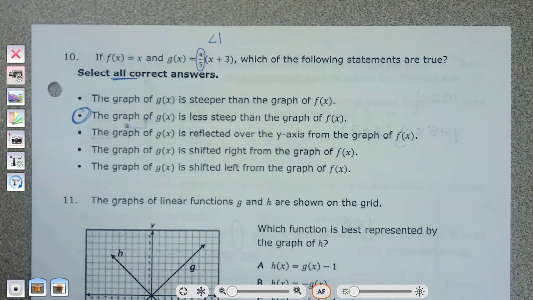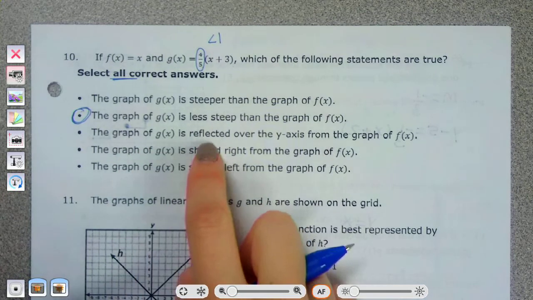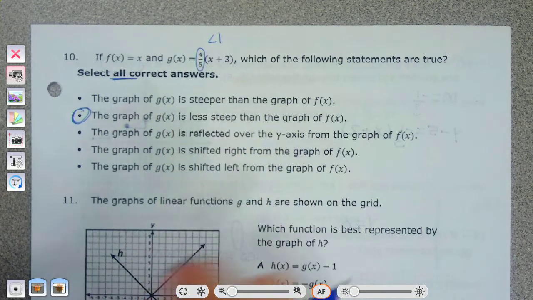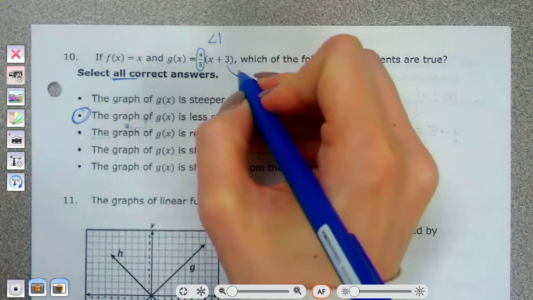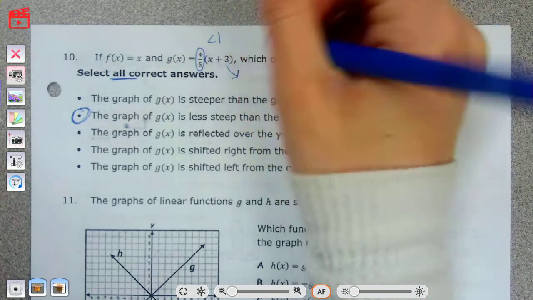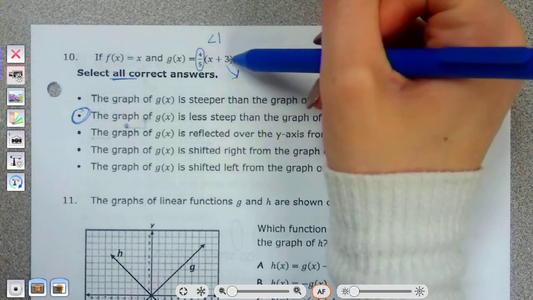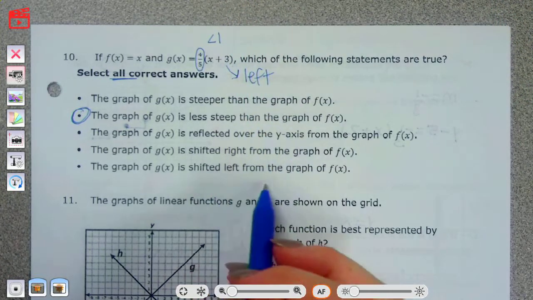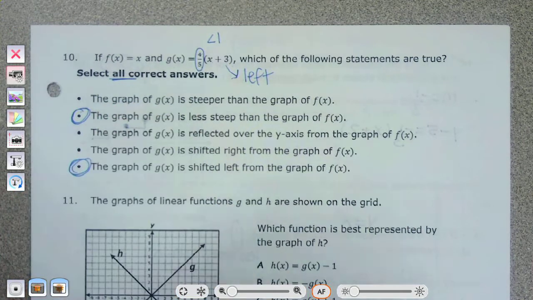Okay. My next one says reflected. There is no negative sign, so it cannot be reflected. And then this is x plus 3 inside the parentheses. So if it's inside the parentheses, you do the opposite. The opposite of plus is minus, and minus means you go to the left. So it is shifted left from the graph of f of x.